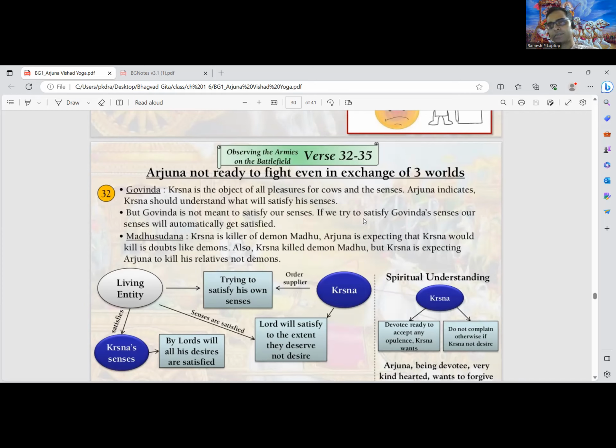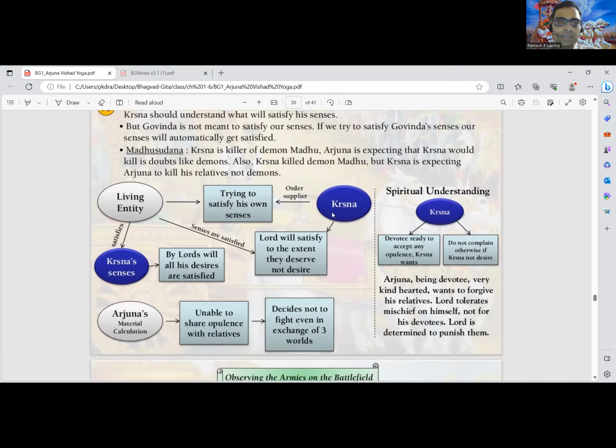And then in this purport, Krishna is addressed as Madhusudana, the killer of Madhu. Arjuna is expecting that Krishna would kill his doubts like demons. But on the other hand, Krishna is expecting Arjuna to kill his relatives, not demons. So this is something being told.